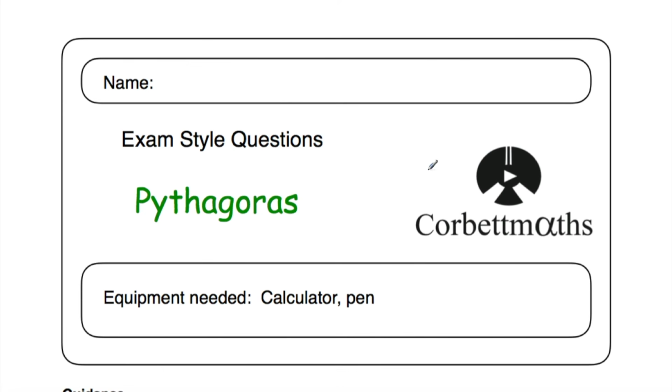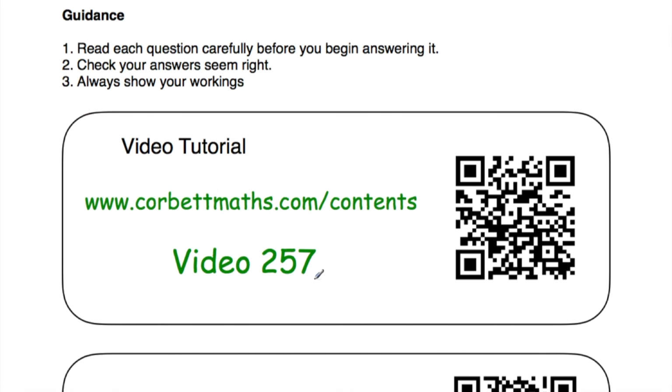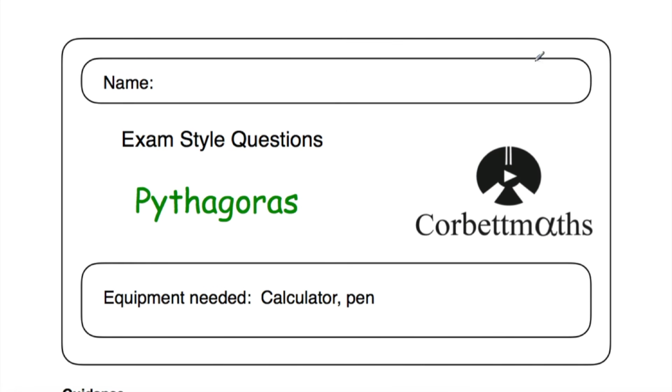And that's it. So these have been the video solutions to the Pythagoras practice questions on Corbettmaths. If you need any extra help on Pythagoras, if you go to video number 257, and I think there's another couple of videos on Corbettmaths as well on Pythagoras. So if you go to corbettmaths.com/content, so you scroll down to video number 257, there's a video tutorial there on Pythagoras. And if you have a look at the videos around that number, you'll also see other Pythagoras videos as well. But in this video, we're focused on the video solutions to the practice questions.